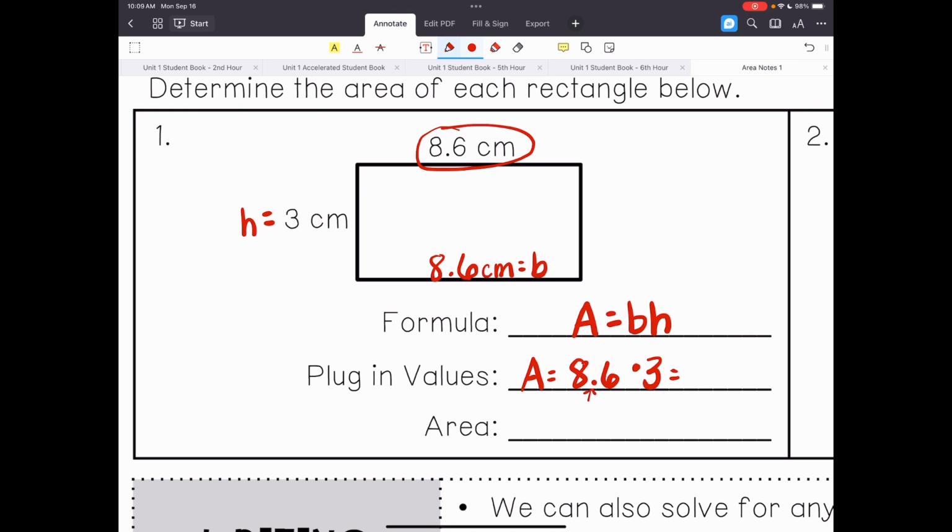Okay, so to do this, I'm going to have to set up a 2 by 1 digit multiplication. If I can get my right pen. We're going to do 8.6 times 3. The good thing with decimal multiplication is we just ignore the decimals until the very end.